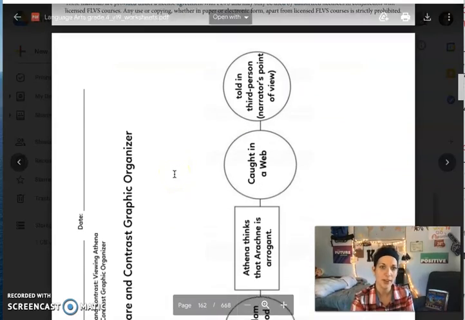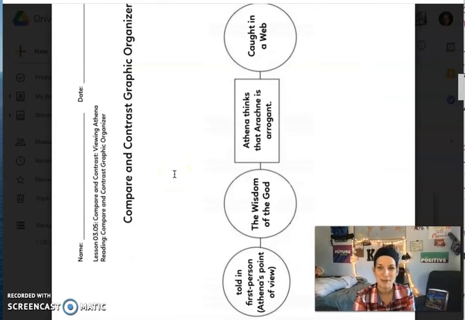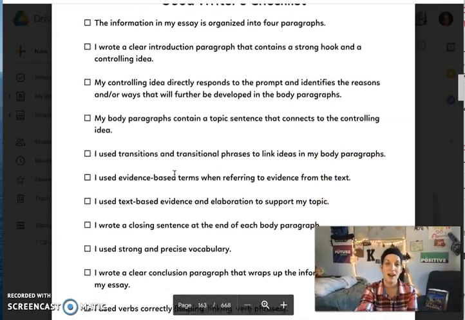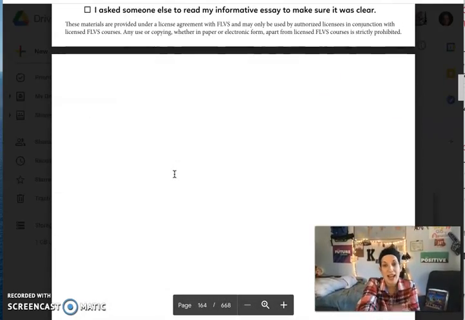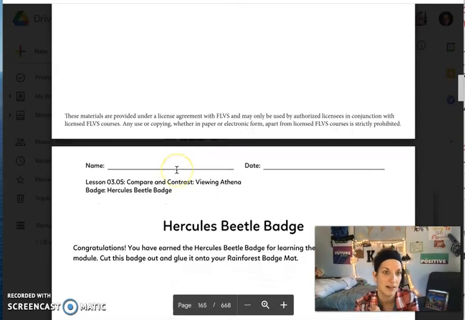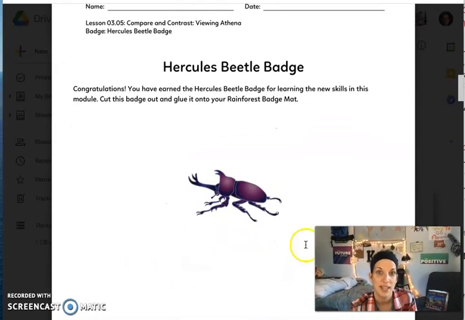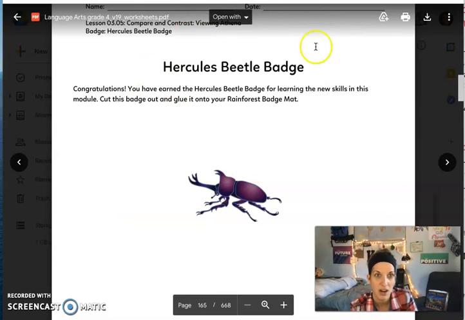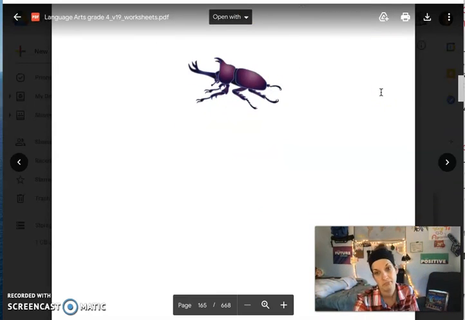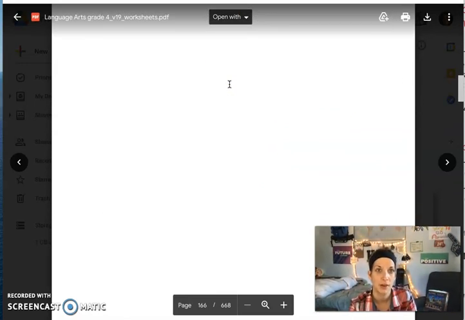So if you have questions, you know where to find me. I'm in my Zoom at 10 and at 1, and I will probably be talking about this in the mornings at class. But this has to be done. So much work. Get it done. All right. So if you complete it all, then you earn the Hercules Beetle Badge. Kind of cool. All right. That's it.